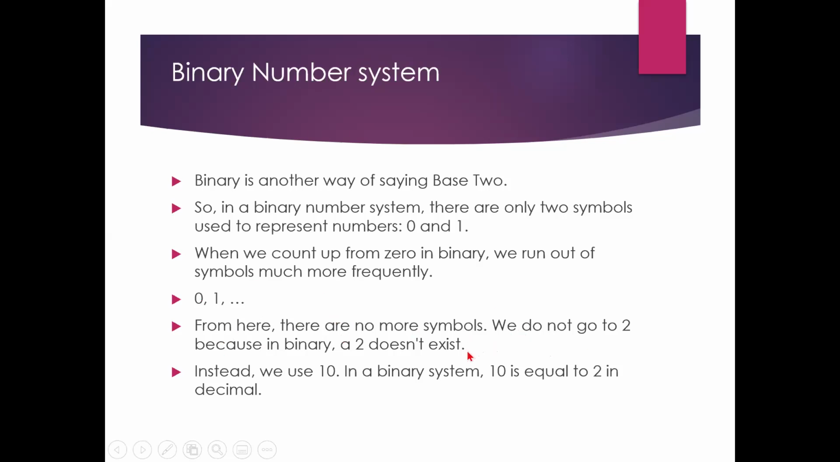In the binary number system, after these 2 symbols are over, to represent the next higher value, you cannot use 2 because there is no 2 that exists in this binary number system. So if you want to represent 2, which is higher than 1, you have to go for a 2-digit value, that is 1, 0.